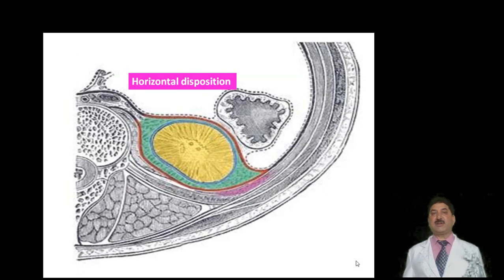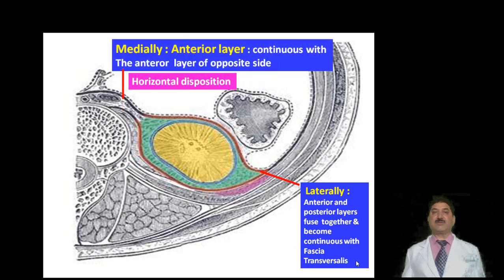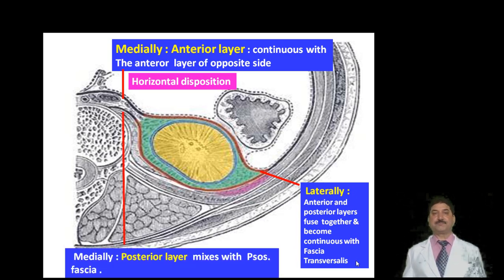If we take a horizontal section, we see laterally the anterior and posterior layers are continuous with the fascia transversalis of the anterolateral abdominal wall. Medially, the anterior and posterior layers are separate. They are connected by a fascial septum. Medially, the anterior layer is continuous with the anterior layer of the opposite side, and the posterior layer mixes with the psoas fascia, as also shown in this diagram.